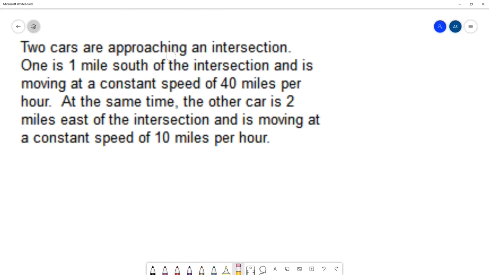Two cars are approaching an intersection. One is 1 mile south of the intersection and is moving at a constant speed of 40 miles per hour. At the same time, the other car is 2 miles east of the intersection and is moving at a constant speed of 10 miles per hour.